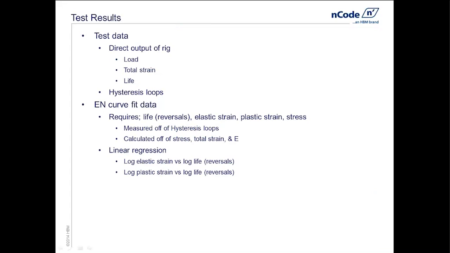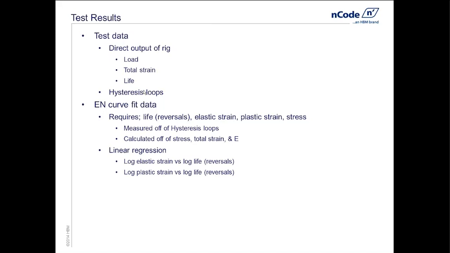So with that data, we then can start to generate our strain life curve. And in order to generate the strain life curve, I need to have life. I also need to have elastic and plastic strain. Those are the elements I need to do the regression for my strain life curve. And I'm going to get that in one of a couple ways. I could synthesize that from load and total strain. If I know load, I know what the stress is in my part because I know the specimen geometry, so I can determine stress. And if I know stress and Young's modulus, I can get elastic strain that way.